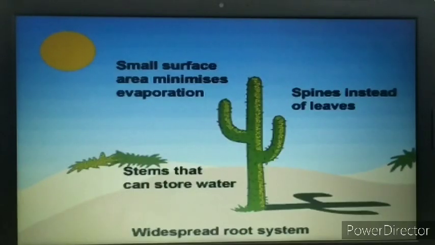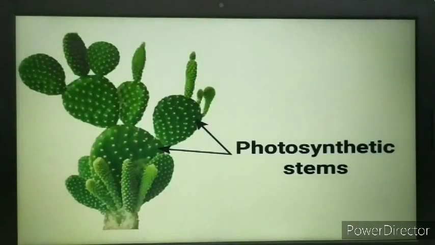The stems can store water, and the roots of the cactus plants are widespread so that they can absorb or obtain water from deep under the soil. The stems of the cactus plant are helpful in the process of photosynthesis. In these cactus plants, it's not the leaves which help in photosynthesis. Instead, it is the stem of the plant which helps in the process of photosynthesis.